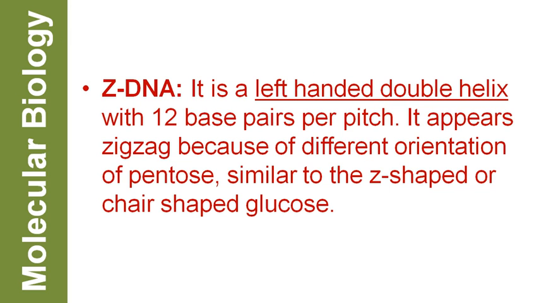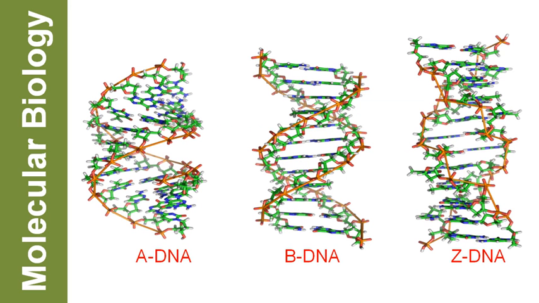but there is a Z-DNA. It is a left-handed double helix with 12 base pairs per pitch. It appears zigzag because of the different orientation of pentose. That is a chair-shaped structure of pentose rather than boat-shaped. And it is found almost 3 or 4% cases in different samples.